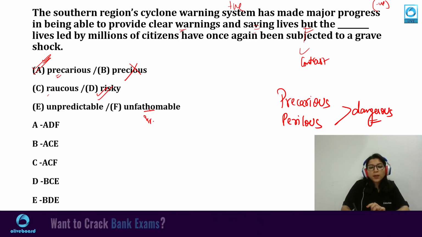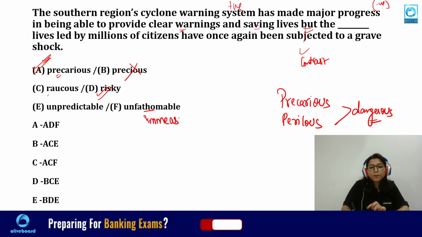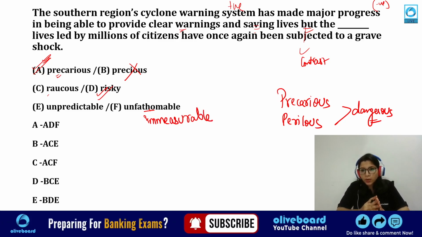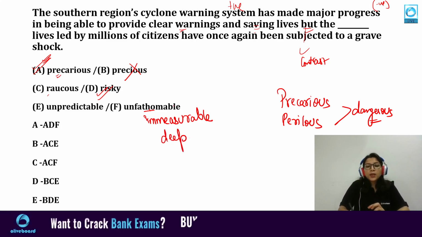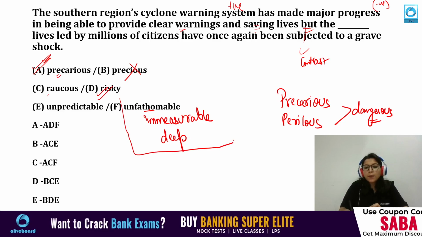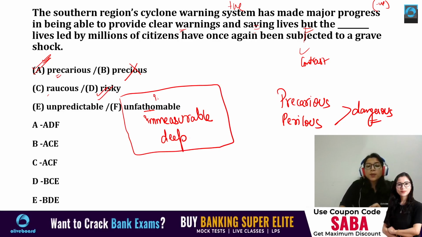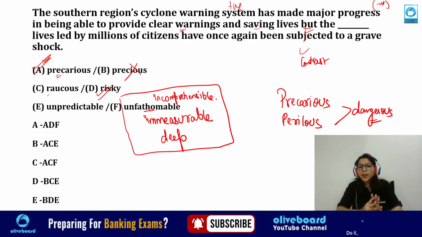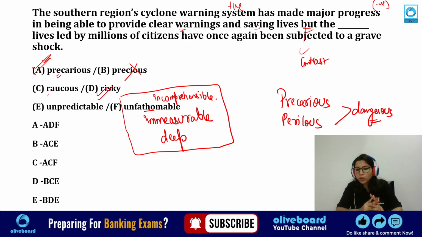Unfathomable मतलब immeasurable. That cannot be measured. जो deep होती है बहुत ज़्यादा. So here we are not talking about anything deep, immeasurable, incomprehensible. It also means incomprehensible. So we are not talking about this. Unpredictable, definitely we can say.